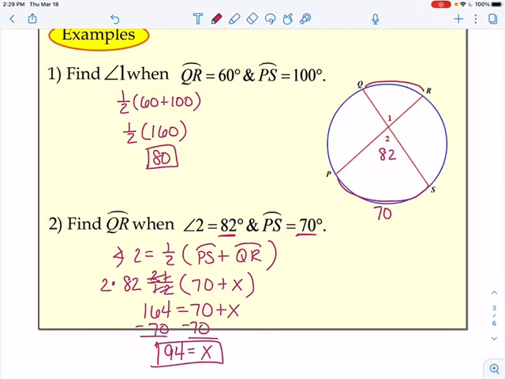Also, when we were talking about multiplying both sides by 2, you could instead divide both sides by 1/2. So if you did 82 divided by 1/2, it'll give you the exact same answer. So it just depends on how you see it and how you'd like to do it.